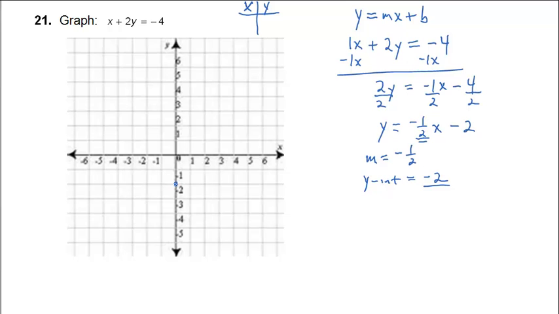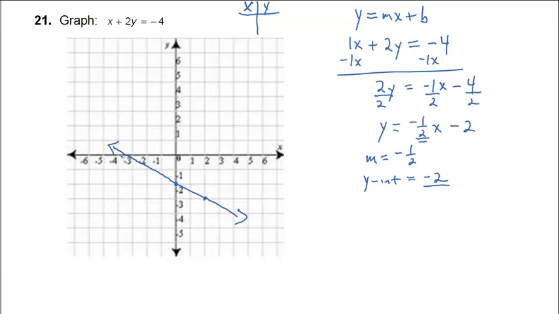That's my y-intercept. And then I'm going to use the concept of the slope, the change in the rise over the change in the run. So the change in the rise is a -1. So from my starting point, I go down 1. And since my denominator is +2, I move to the right 2 spaces. Now I go ahead and connect my points with a line.